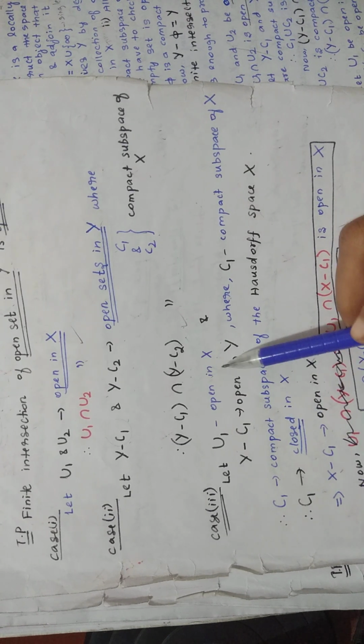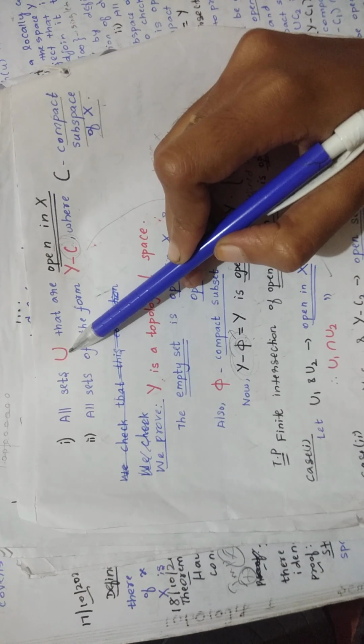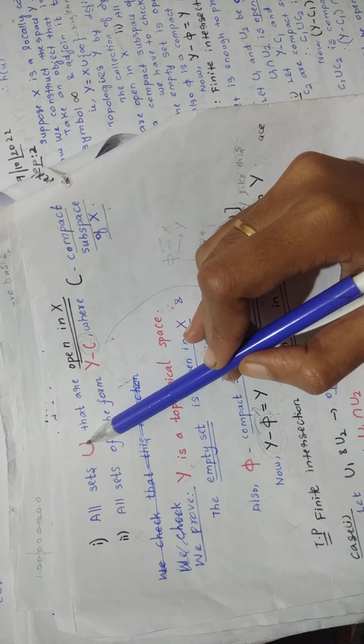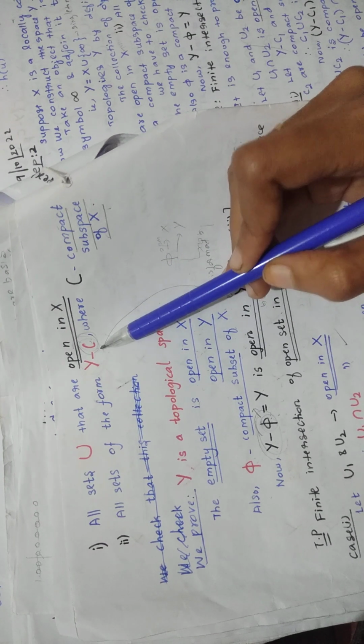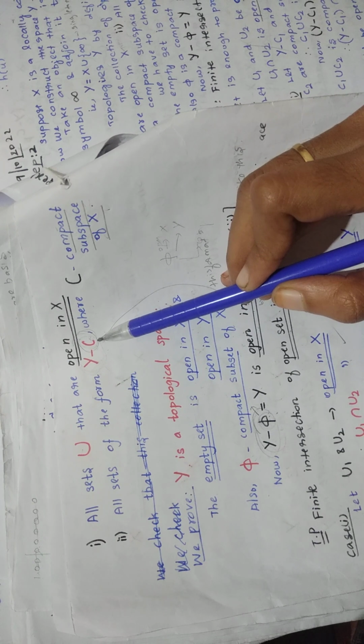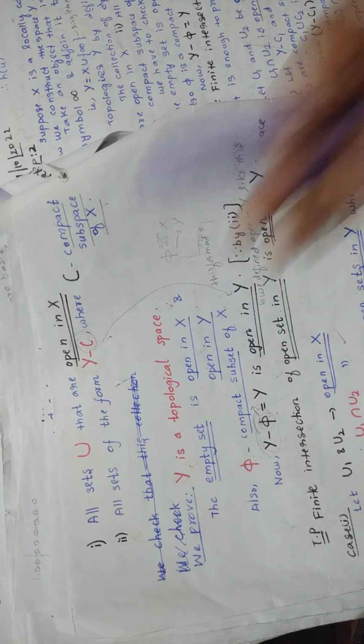Let U1 be open in X. Here you are taking one set from here and another one set from here. Okay. So in case 1 you took two sets from here. In case 2, you take two sets from here. But in case 3, you will take one set from here and one set from here. Is that clear? Okay, let's see.